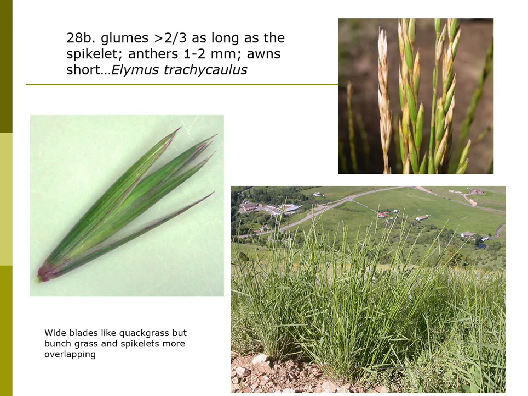And then if you've got glumes that are more than 2/3 as long as the spikelet, and a bunch grass, small anthers compared to bluebunch, and short awns, then this is slender wheatgrass, Elymus trachycaulus. The leaf blades are wide and green, very similar to quackgrass, but it is a bunch grass. It wouldn't have rhizomes in most cases, although there is a weakly rhizomatous slender wheatgrass that recently got released by the ARS. So it can be rhizomatous, but typically a bunch grass.